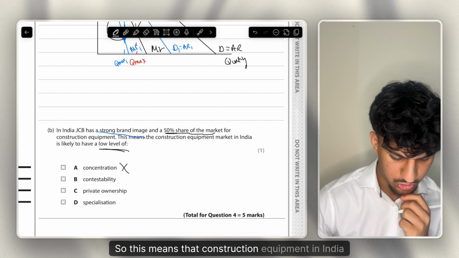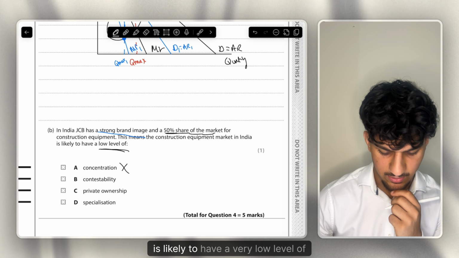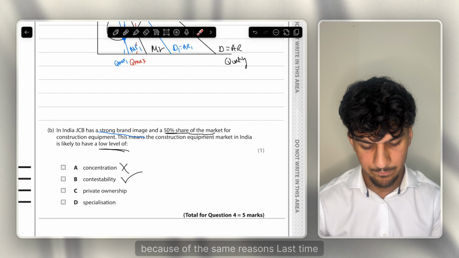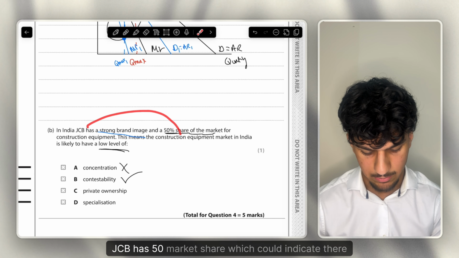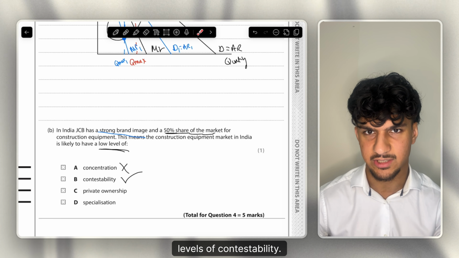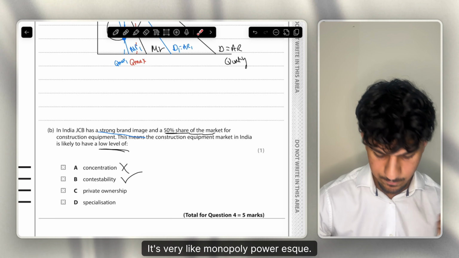So this means that construction equipment in India is likely to have a very low level of contestability. I agree, because of the same reasons as last time. JCB has 50% market share, which could indicate there are very low levels of contestability. It's very monopoly power-esque.